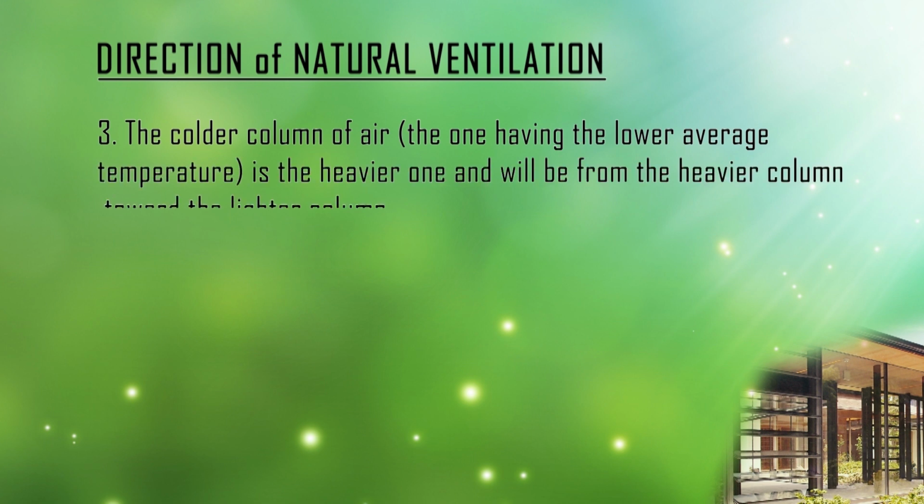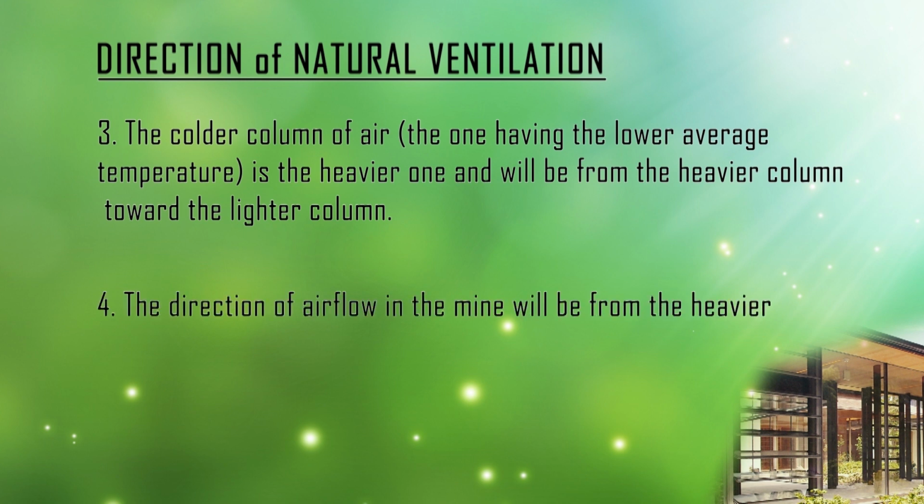The colder column of air, the one having the lower average temperature, is the heavier one. Naturally, the colder air will be heavier and will flow from the heavier column towards the lighter column. The direction of air flow is maintained.